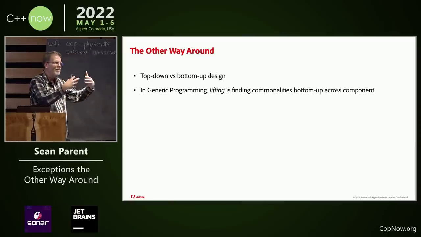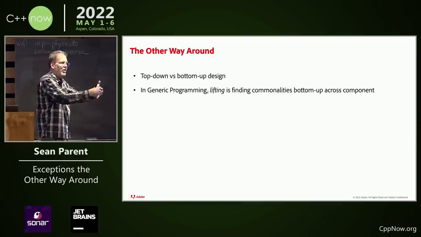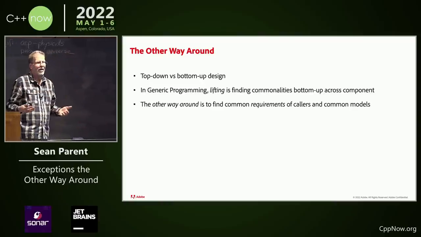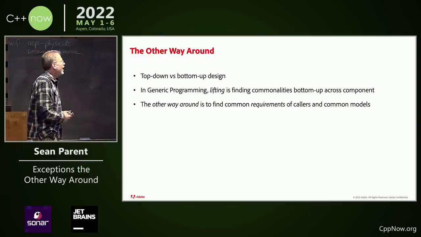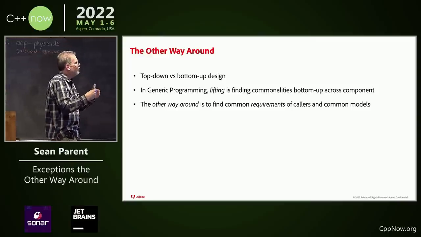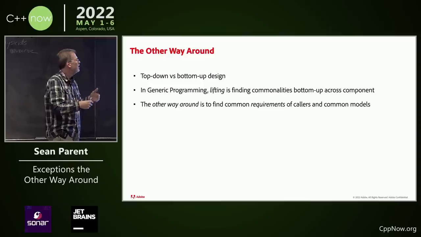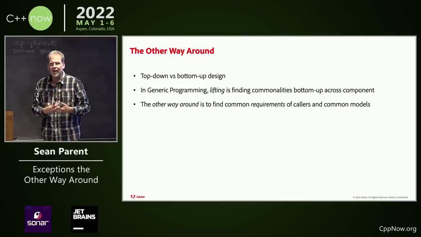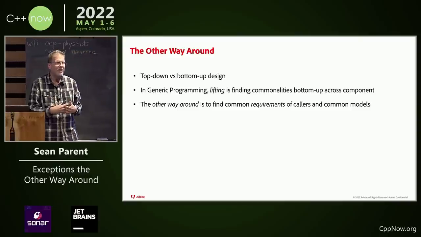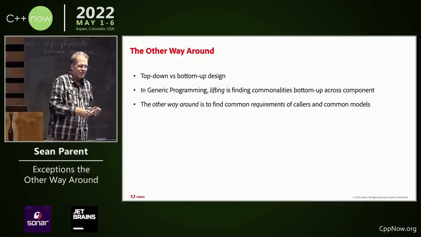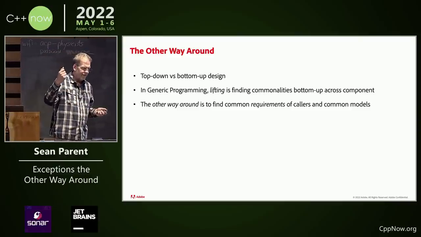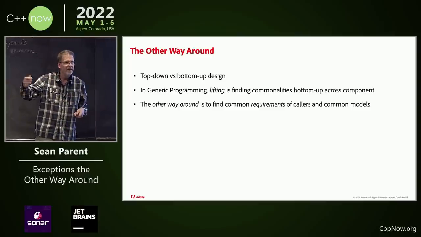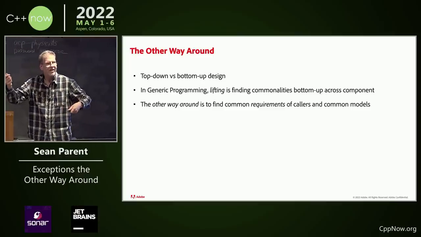So what's the top-down generic equivalent of lifting? Right? Well, that's what I call the other way around. I don't have a name. Okay? But the idea is to find common requirements of callers and common models. Okay? What's a model? If we say we've got sort, and sort takes an iterator, a pointer is a model of an iterator. Okay.